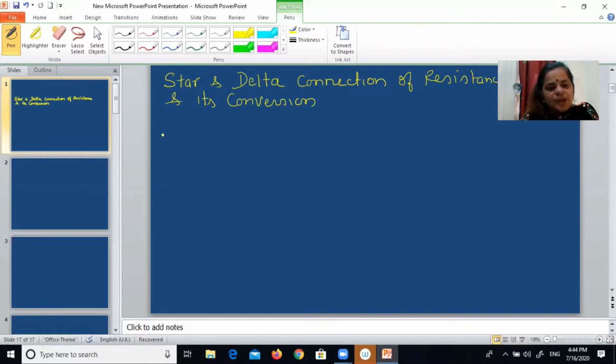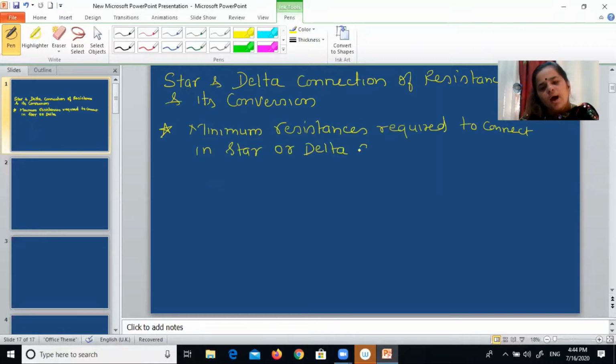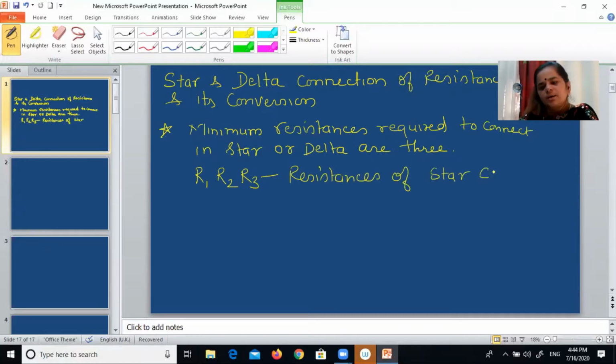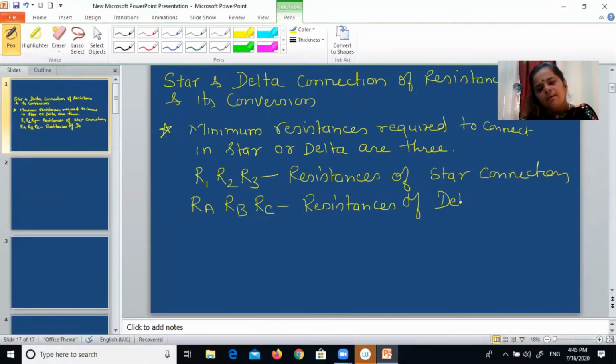Now let us try to understand what the star connection is and what the delta connection is. The very important thing is that the minimum resistances required to connect in star or delta are 3. Suppose I am having 3 resistances R1, R2, R3. They are the resistances of the star connection, and RA, RB, RC are the resistances of the delta connection.